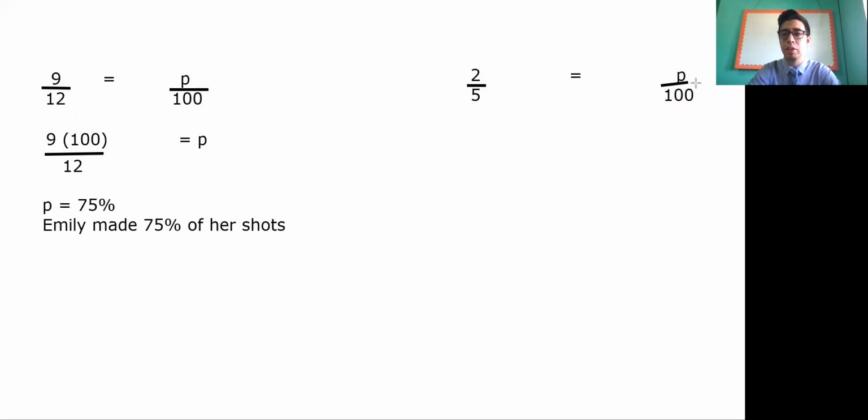And the same in here. So 2 over 5 is equal to P over 100. How can we work in this exercise? We are going to pass the 100 that is dividing my variable to the other side to multiply. So if you can see, this is only one step. You multiply 2 by 100, and you are going to say this is equal to P. Later you divide by 5.